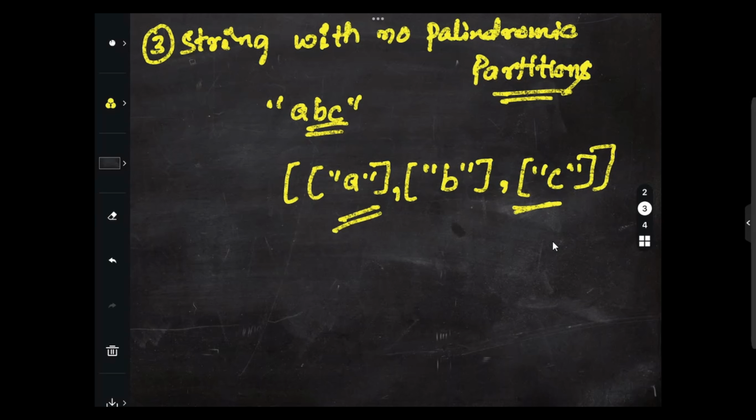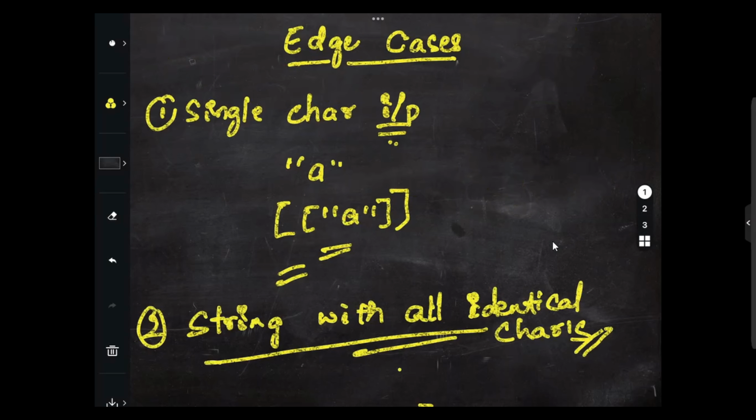So why here did we get distinct characters in each array as output? Because only single characters are palindromes in this case. Every character is different, right? So only single characters are palindromes here. This is for the condition string with no palindromic partitions. So these are the edge cases that we need to keep in mind.